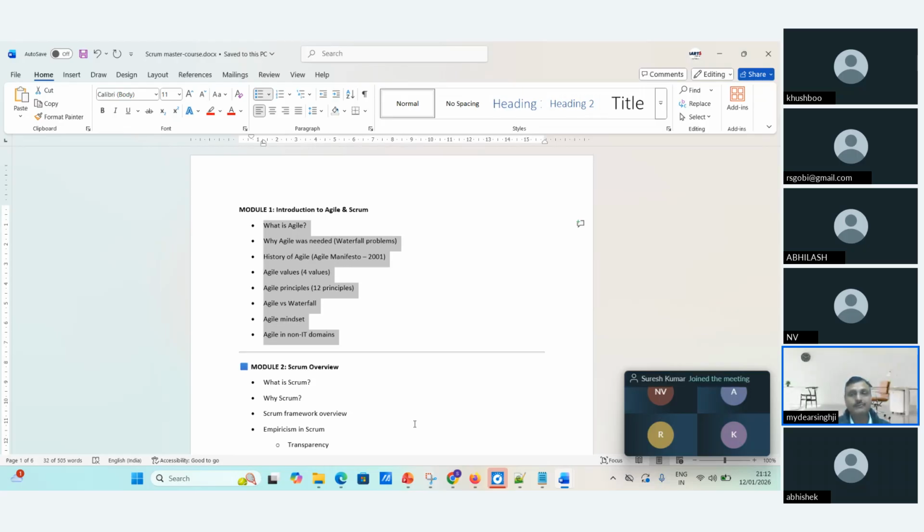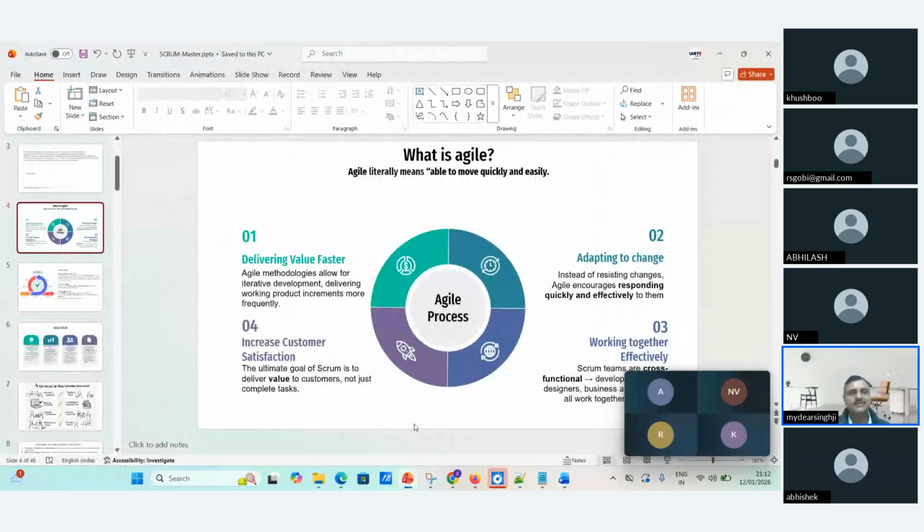The four values of Agile. The 12 principles of Agile. What is the difference between Agile and Waterfall? What is the Agile mindset? And Agile in non-IT domains also. So we'll discuss one by one and in depth.